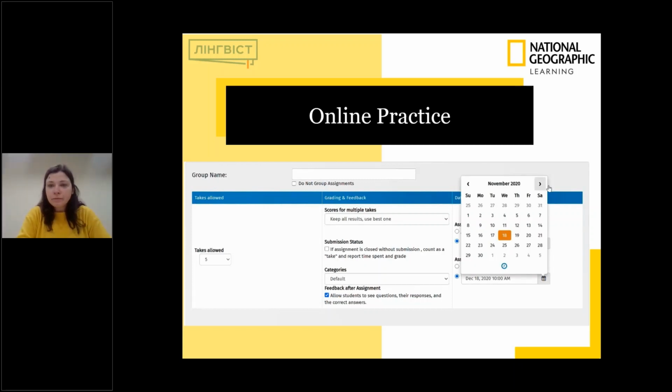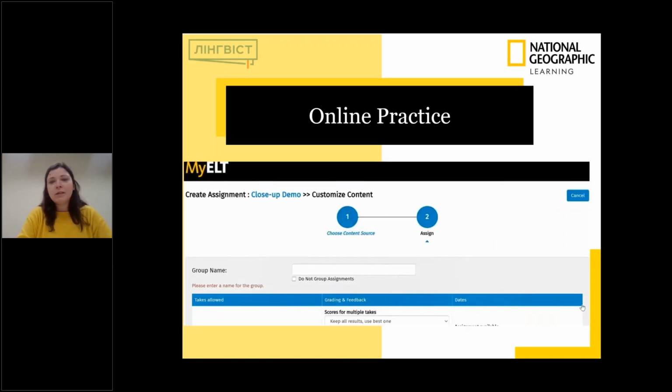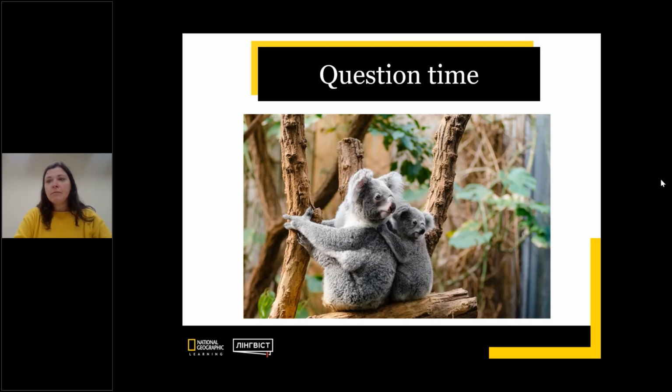Then you can write some messages. You can download the reports to show to the parents, lots of things actually. I'm very sorry for taking your time a bit longer.